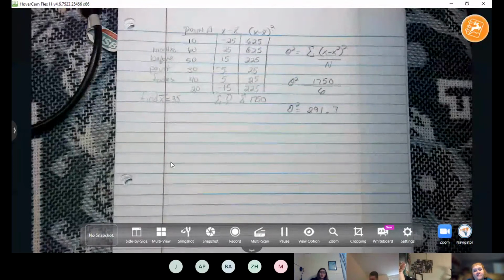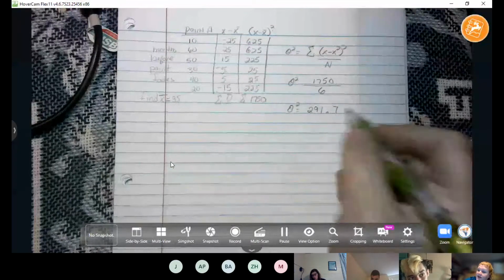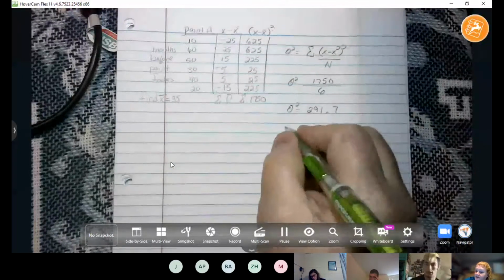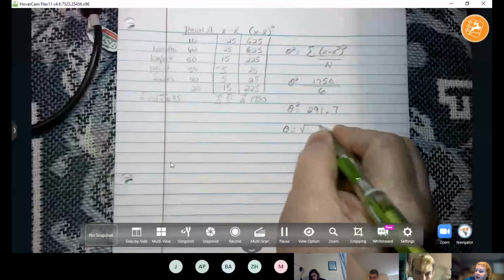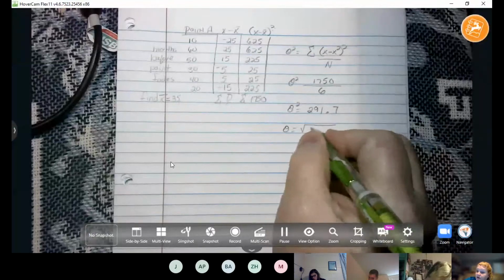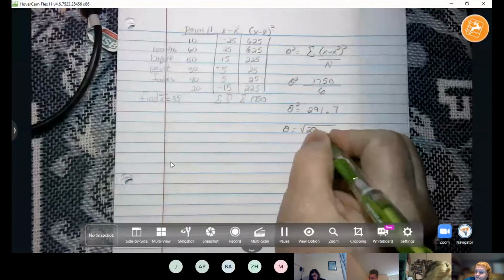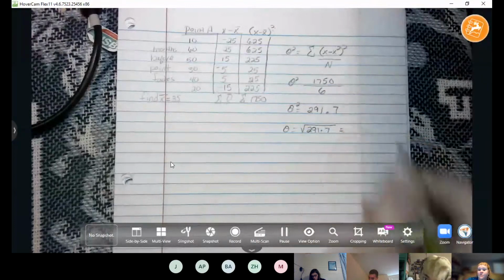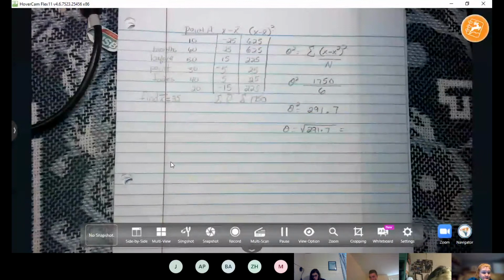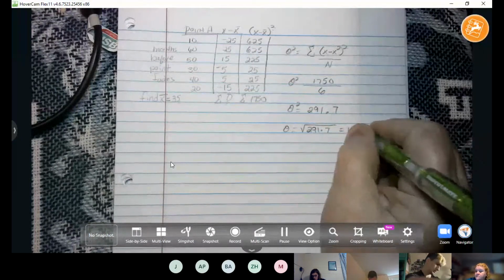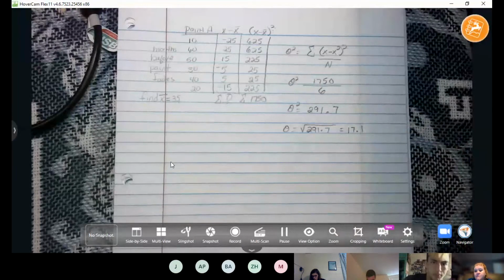Now, if you know the variance, can you find the square root? Yes. All you have to do is take the square root of that to find the standard deviation. So what is the standard deviation? You should be getting 17.1.